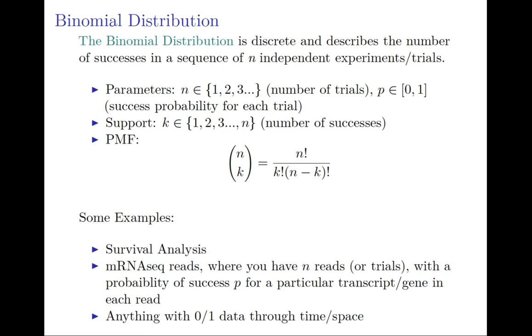So 1 equals alive, 0 equals dead. This can be a really useful distribution. I found a paper that showed that someone was looking at mRNA-seq reads, and where you have n reads, those are considered the trials, with a probability of success p that a particular transcript or gene was in each read. And so really it's anything with the 0-1 data through space or time.